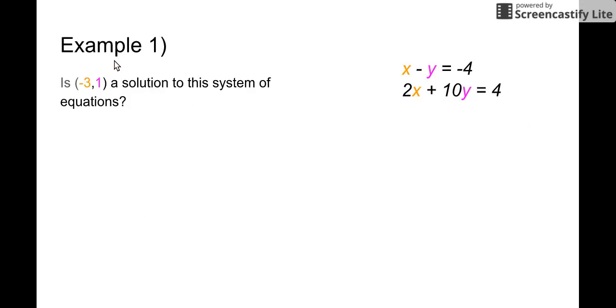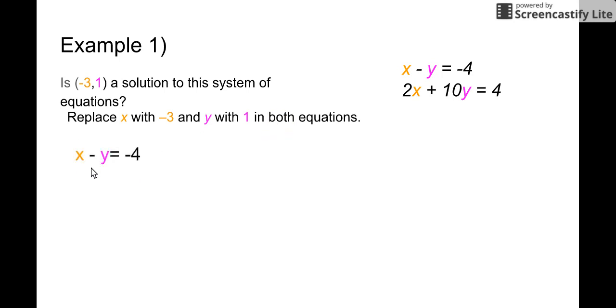Here's example 1. This is the problems you're going to see in my math lab. Is -3, 1 a solution to this system of equations? Here's the system. I've got one linear equation here and another linear equation here. So what you're going to do, as we did with the other equation in the last unit, is you replace x with -3 and y with 1. But instead of doing it in one equation, you do it with both.